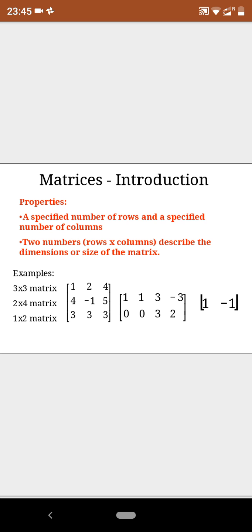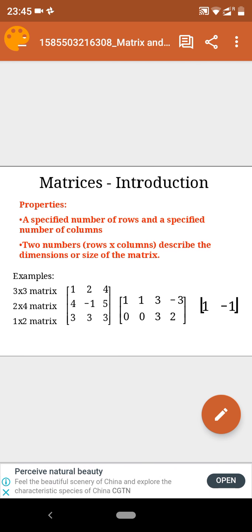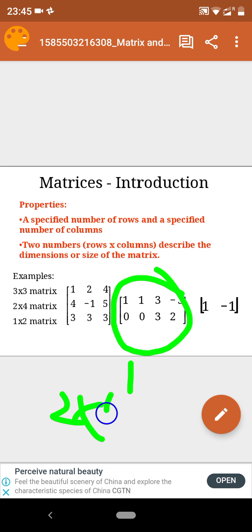If you talk about the next matrix, that is number 2. So the second matrix, this matrix I'm talking about, now it has how many rows? 1 1 3 minus 3, that is the first row. 0 0 3 2, that is the second. So it has 2 rows. And how many columns are there? 4 columns. So this is a matrix of the order 2 by 4. All that is already written there on the PPT. And the last one has how many rows? Only 1 row. And how many columns? It has 2 columns, right?